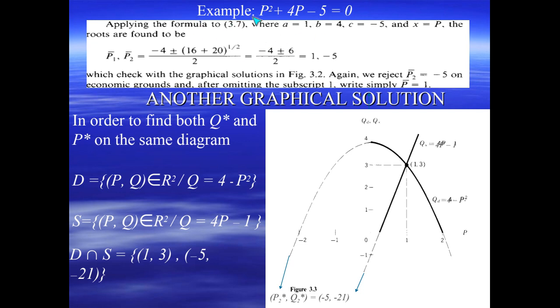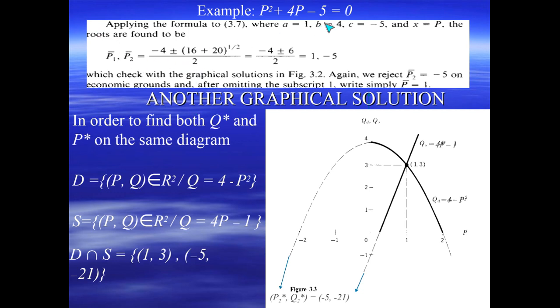So when we apply this formula to our problem, which is p squared plus 4p minus 5 equals 0, we want to obtain an equilibrium price out of this equation. So a is 1, because p squared is multiplied by 1. a is 1, b is 4, and c is minus 5. And x is p in this case. The unknown is p, so we'll find p star, P1 bar, P2 bar as the book says, or P1 star, P2 star, or P1 equilibrium, P2 equilibrium if you wish. We obtain two equilibrium prices.